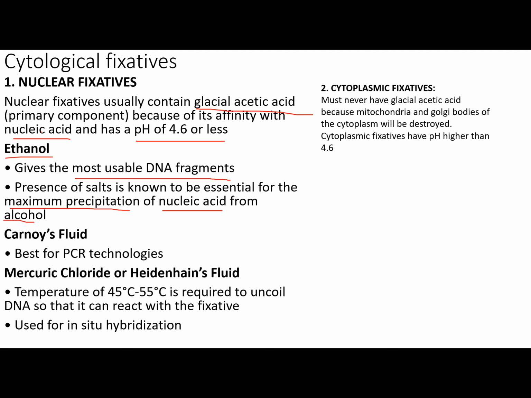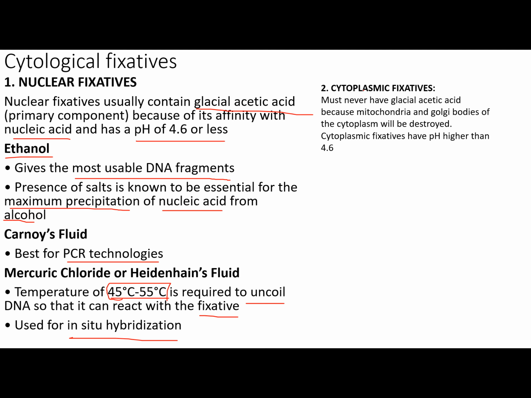Then we also have your Carnoy's fluid. This is best for PCR technology. Mercuric chloride or Heidenhain's fluid, set at a temperature of 45 to 55 degrees centigrade. Ang reason kaya siya nakaset kasi it would uncoil. Diba naka-coil ang DNA nyo? By setting it at a temperature of 45 to 55 degrees, mag-uncoil siya, allowing it to react with the fixative. Used for in situ hybridization.